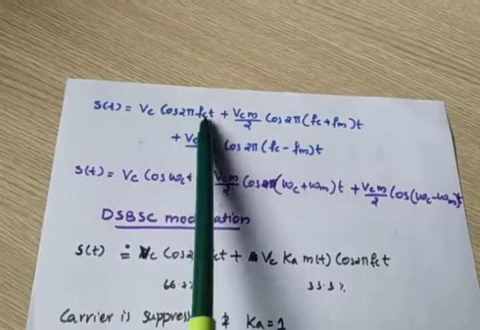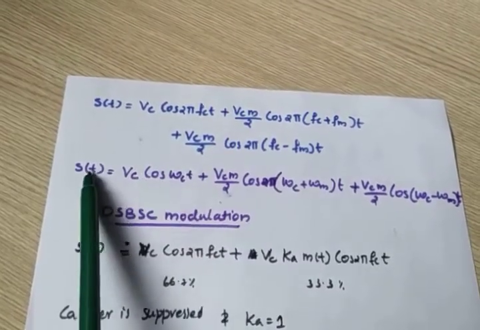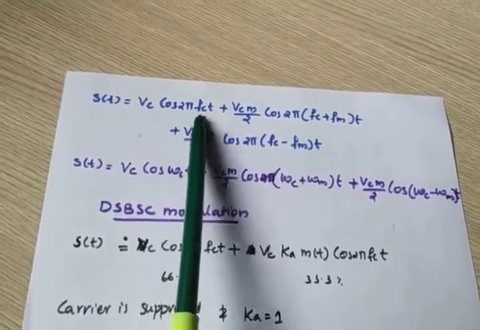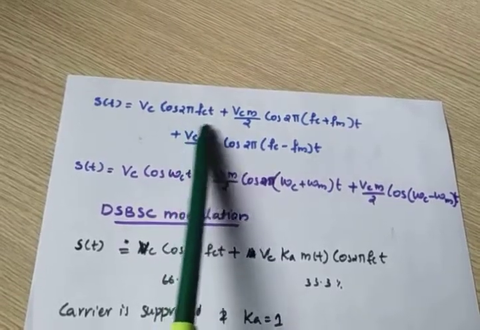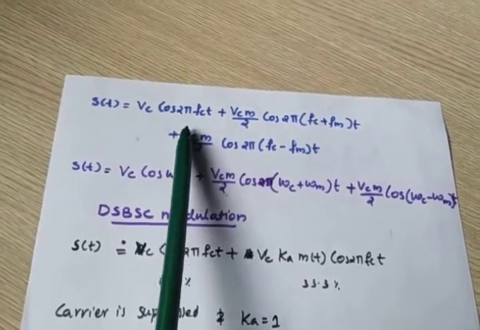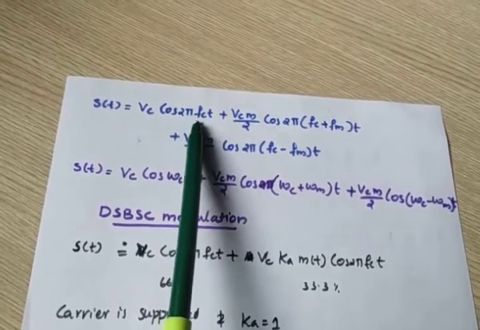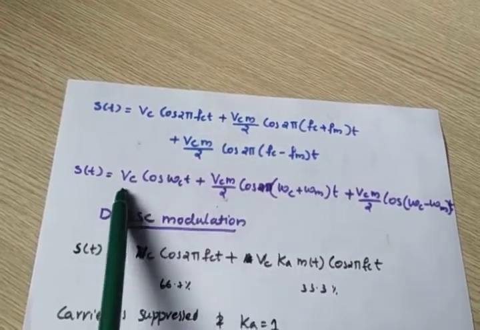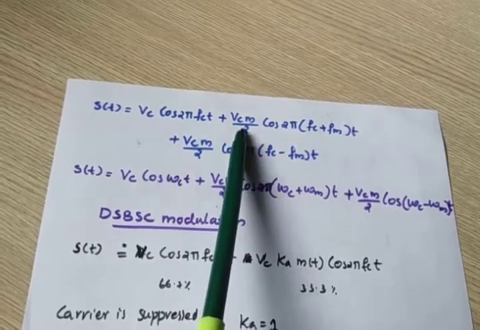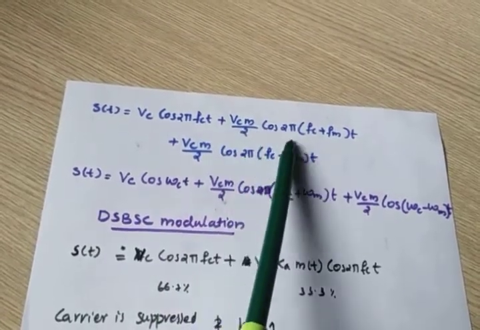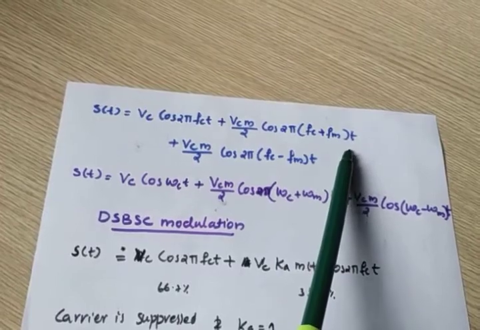Okay, so I will just modify this. In Vc cos 2 pi fct, 2 pi fc I can represent as omega c. You know that angular frequency omega is equal to 2 pi f. So 2 pi fc I can represent as omega c. So Vc cos omega ct plus Vcm by 2 cos 2 pi (fc plus fm) t.